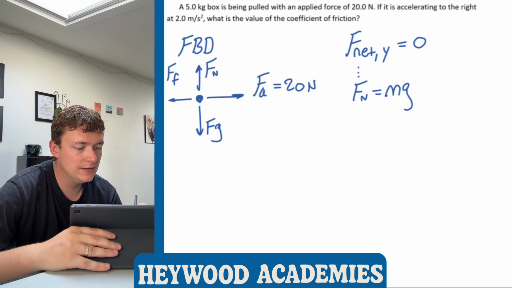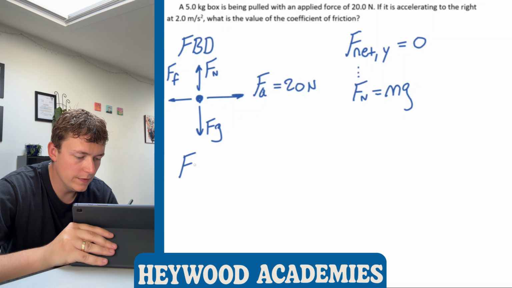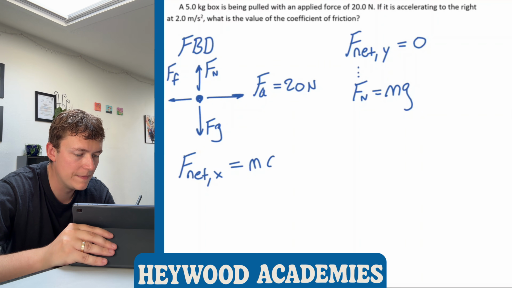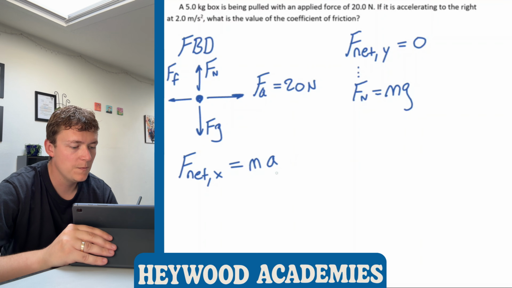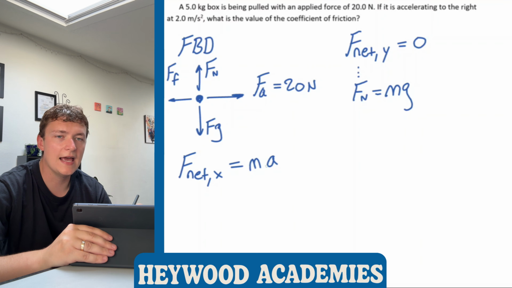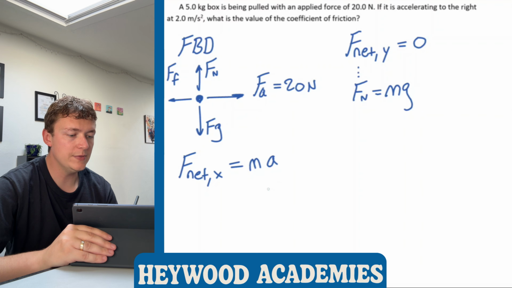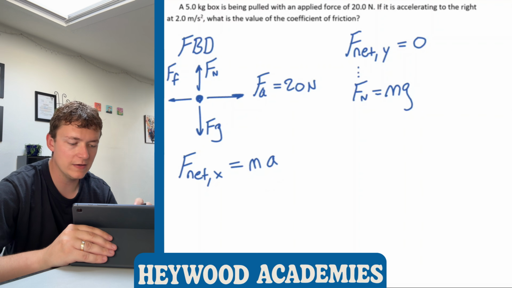Now that we've got that, we can go and do the net forces in the x direction. This is the part we have to be careful of. This is not equal to 0 anymore. It's equal to mass times acceleration in the x direction. So that's a common place where people make mistakes: accidentally putting the 0 in when it should not be 0, or putting the mass times acceleration in when it should be 0.